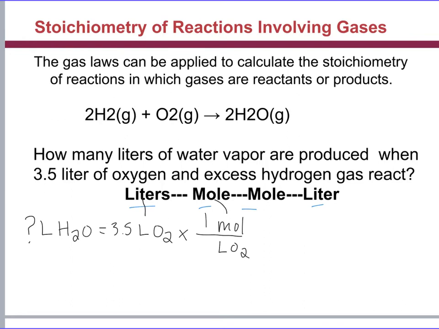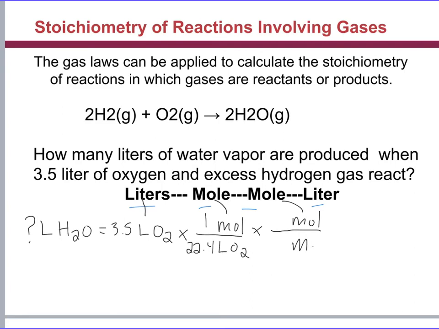This conversion factor is 1 mole of a gas is equivalent to 22.4 liters of oxygen gas. I actually like these ones better because you don't have to calculate anything with molar mass, you just get to use liters. Now we've got to do our next conversion, which is still going to have mole on top, and this is our new conversion factor, the mole ratio.